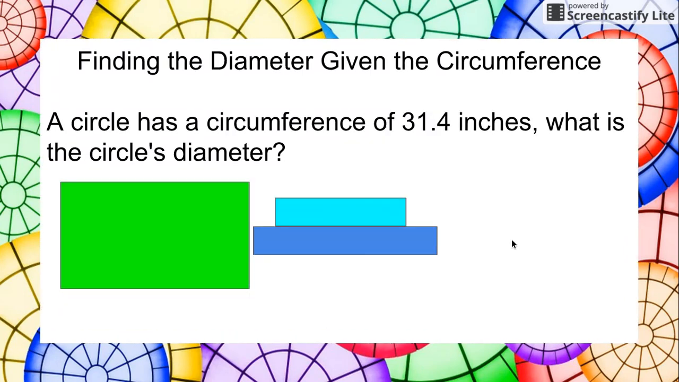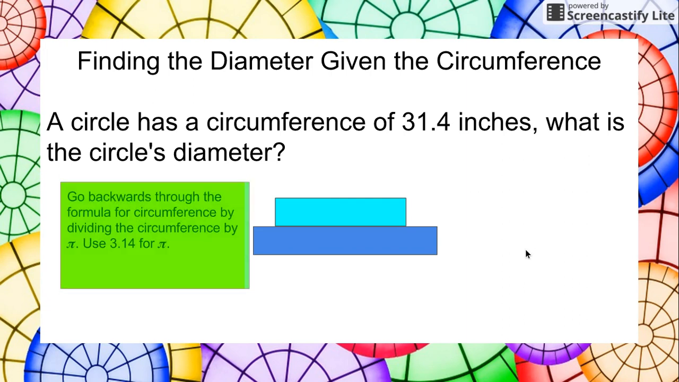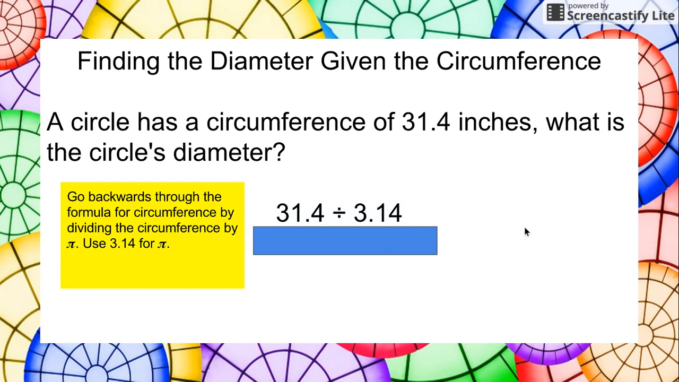So next, if we want to work backwards, say we want to find the diameter given the circumference. If a circle has a circumference of 31.4 inches, what's the circle's diameter? So to do this problem, we work backwards through the formula for circumference by dividing the circumference by pi, using 3.14 for pi, because the opposite of multiplication is division. So we would do 31.4 divided by 3.14, which would give us 10 inches as our answer.